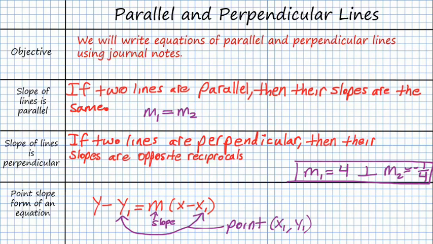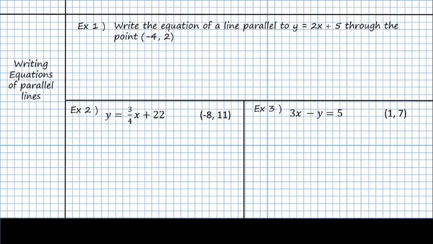Alright, so now given all that, let's go ahead and get into the meat of this. Let's start writing equations. Alright, so for our first example, we're going to write the equation of a line parallel to y is equal to 2x plus 5 through the point negative 4 comma 2. So we're going to talk about the process first, and then we'll start doing it.